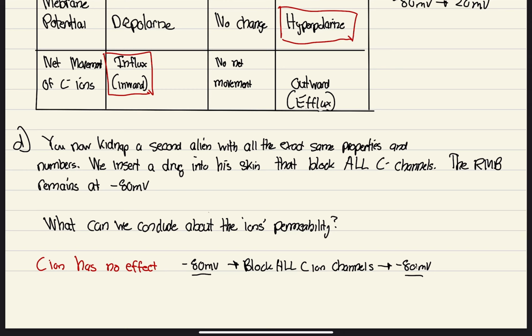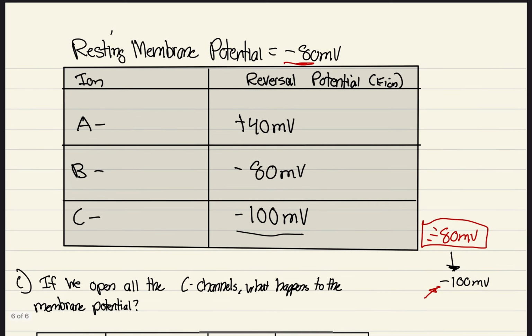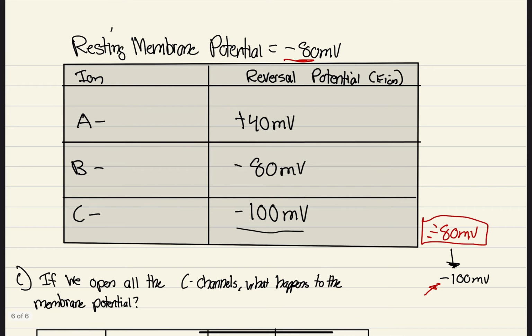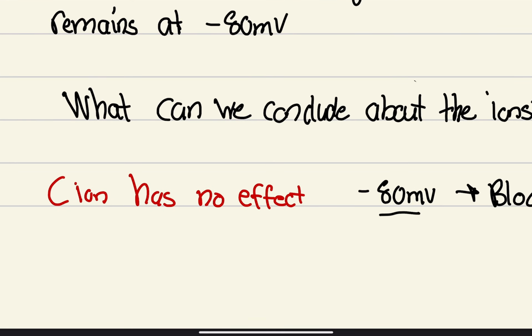What about B ion? Well, remember how we said that B ion is negative 80 and resting membrane potential is negative 80? Well, we have to look at A and B together to answer this question. So B, let's do B. B ion is permeable.